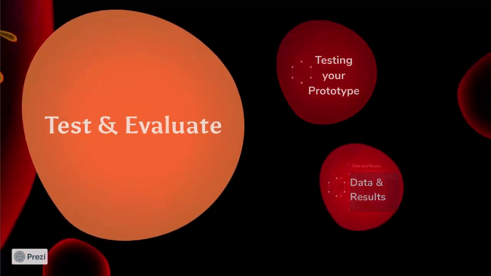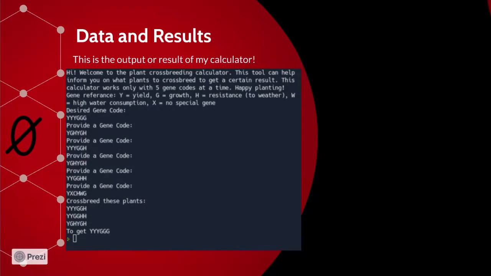Data and results. Hi, welcome to the Plant Crossbreeding Calculator. This tool can help inform you on what plants to crossbreed to get a certain result. This calculator works only with 5 gene codes at a time. Happy planting! Gene reference: Y is equal to yield, G equals growth, H equals resistance to weather, W equals high water consumption, X equals no special gene. Your desired gene code of 5 plants that you have. Crossbreed these plants to get your desired one.